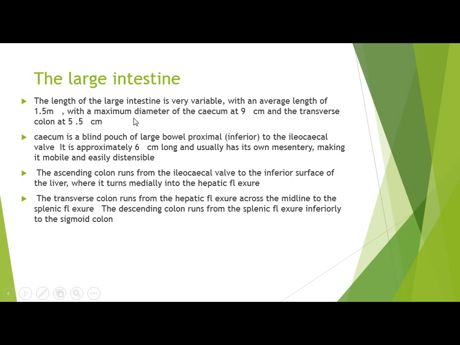The large intestine is very variable, with an average length of 1.5 meters. The maximum diameter of the caecum is about 9 centimeters and the transverse colon about 5 centimeters. The caecum is a blind pouch of large bowel proximal to the ileocecal valve. It's approximately 6 centimeters long and usually has its own mesentery, making it mobile and easily distensible.